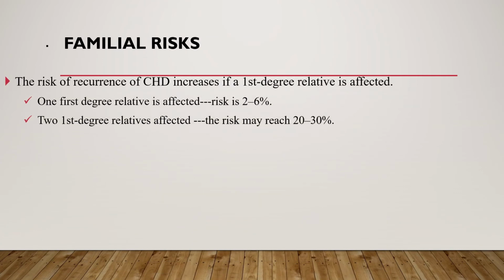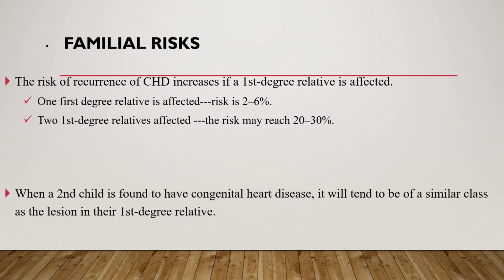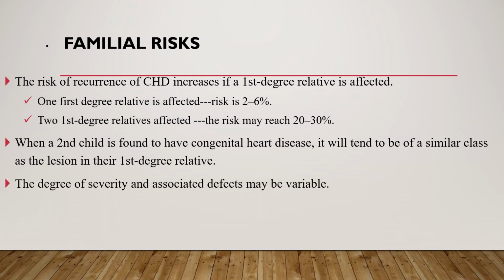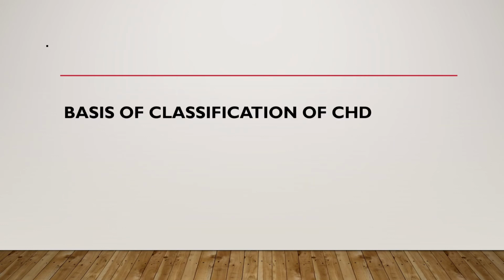The risk of recurrence of congenital heart disease increases if a first-degree relative is affected. So if one first-degree relative is affected, the risk is around 2 to 6%, and if two first-degree relatives are affected, the risk might reach up to 20 to 30%. When a second child is found to have congenital heart disease, it will tend to be of similar class as the lesion in their first-degree relative, and the degree of severity and the associated defects might be variable.